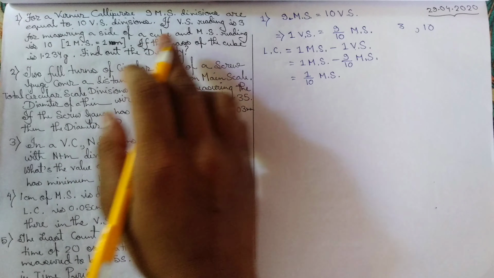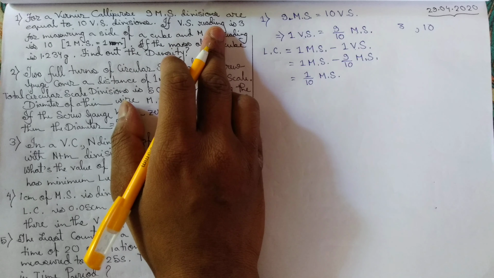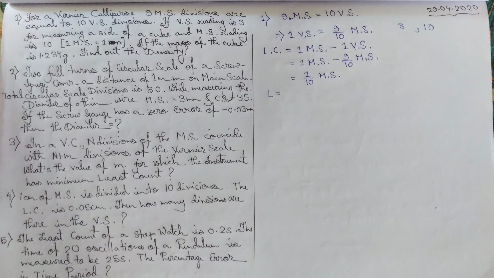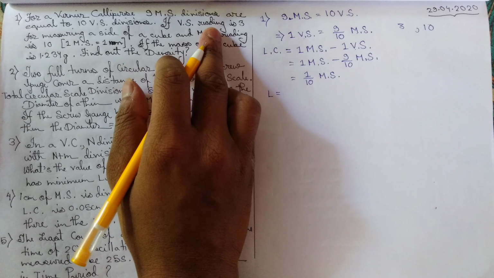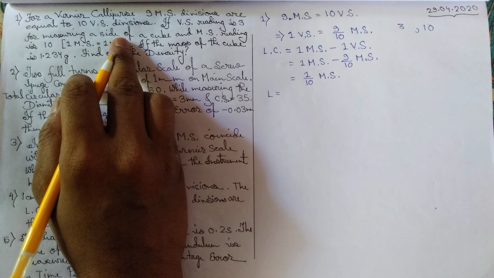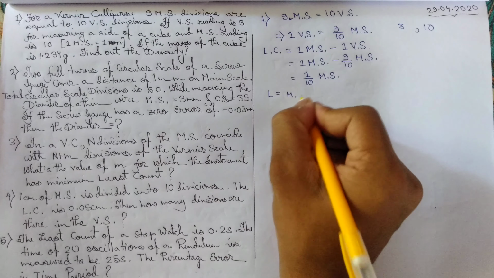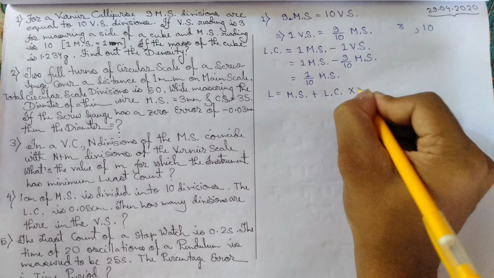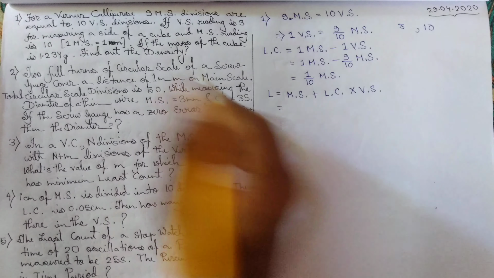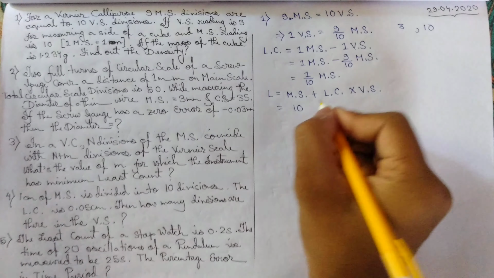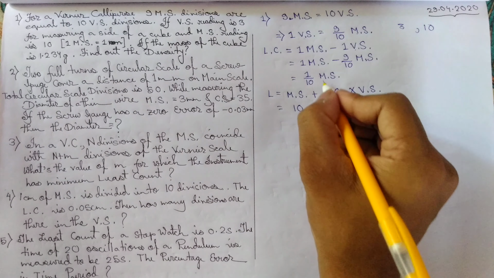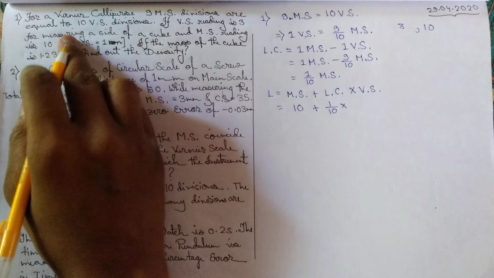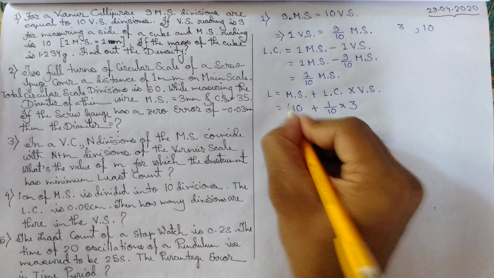So now we will find out the edge or side of the cube. Let's say the length of the cube is L. From the experiment the vernier scale reading is 3 and the main scale reading is 10. So length will be main scale reading plus least count into vernier scale reading. So main scale reading is 10 plus least count, which is 1 by 10 MS, into vernier scale reading, which is 3 here.